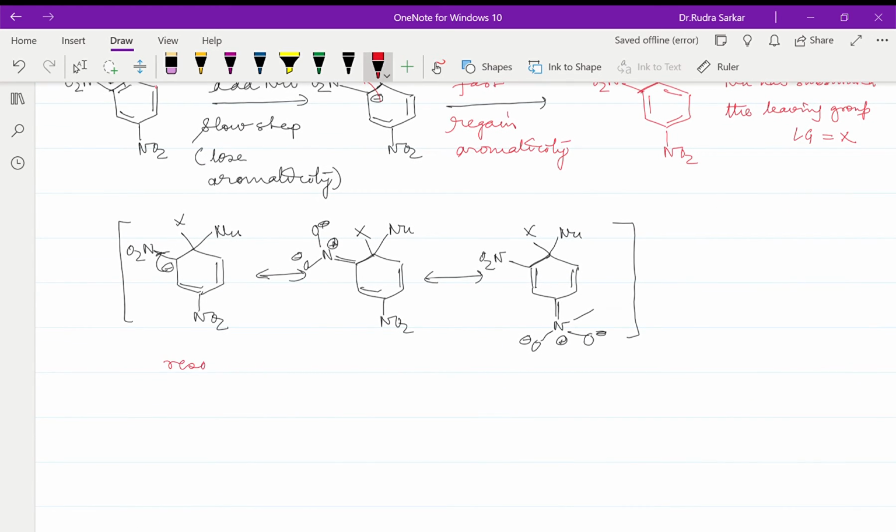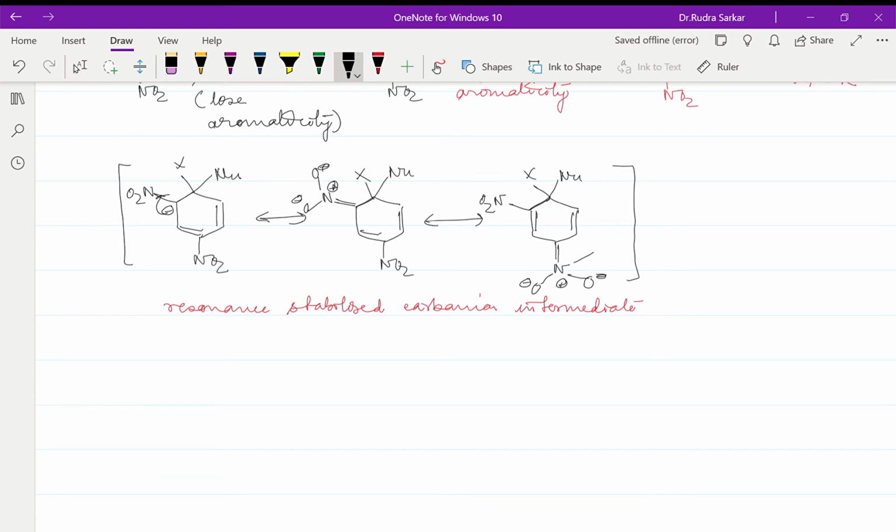And this is our resonance stabilized carbanion intermediate. And the above is basically the nucleophilic aromatic substitution, that is SNAr mechanism.